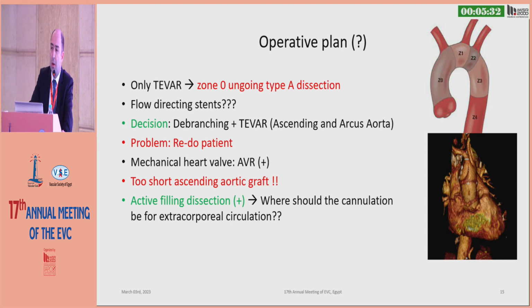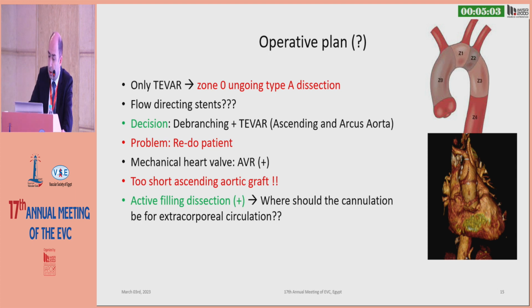So what was our operative plan? The ongoing dissection was located on zone 0. If we had only TEVAR, the zone 0 ongoing type A dissection would not be resolved. We can sometimes apply flow directing stents, but it's not suitable for this patient. So we decided to make the debranching and TEVAR. But the problem was that it was a redo patient, with many adhesions.